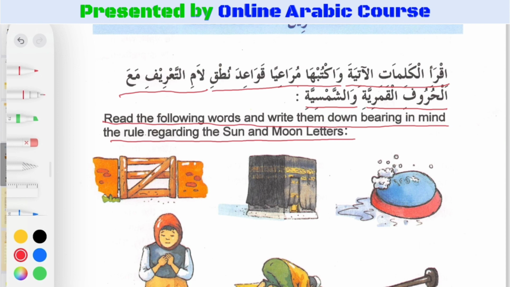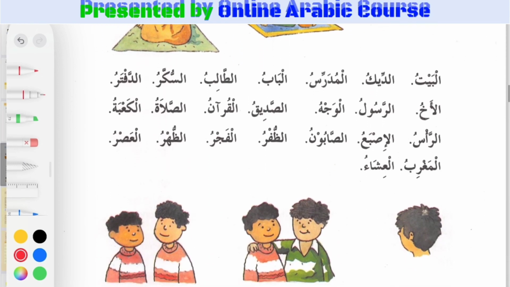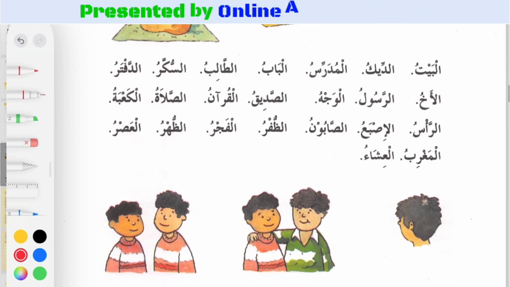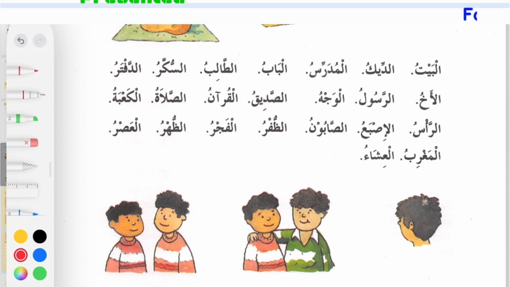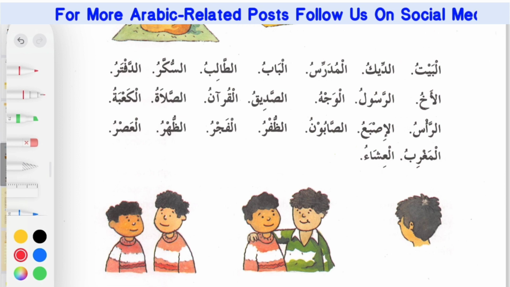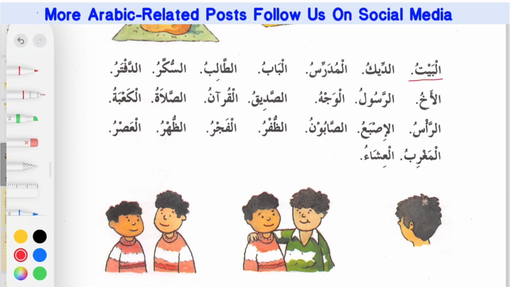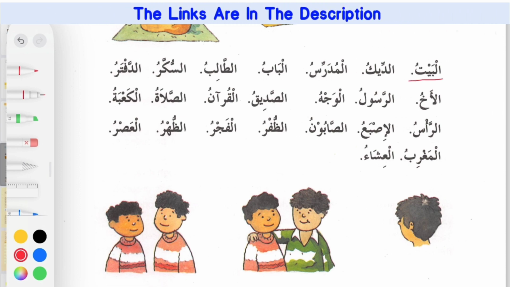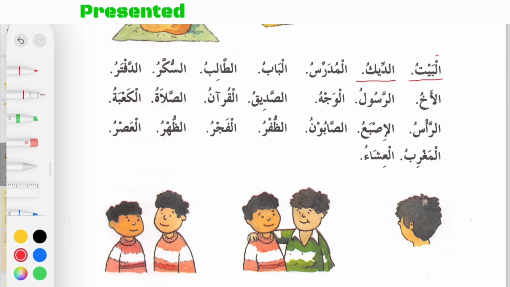So these are the words where we have to apply the rules of sun letter and the moon letter while reading. So the first one is al-baytu. This is lam. Lam is moon letter, so we'll read al-baytu. Ad-diku, dal is sun letter, that's why we'll read ad-diku with tashdid.